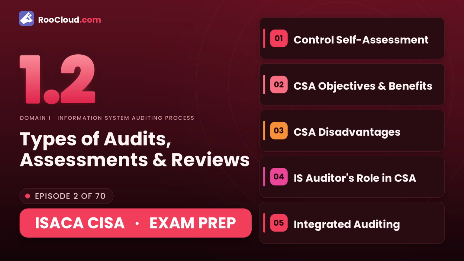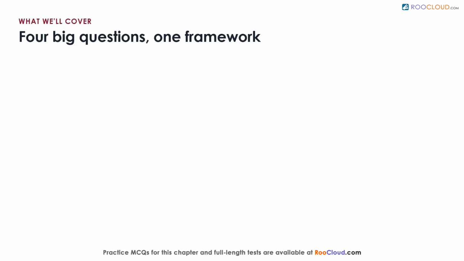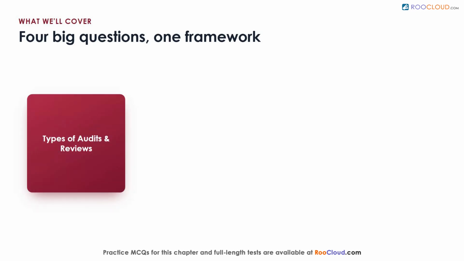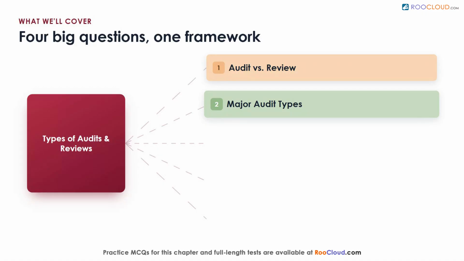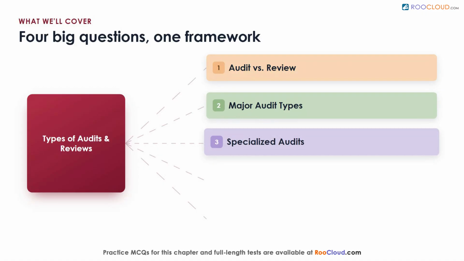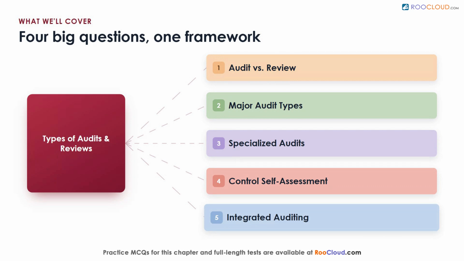Welcome to section 1.2. This is the second session of the ISACA CISA exam prep series. In this session, we'll cover the many types of audits, assessments, and reviews. We'll answer several questions. How does an audit differ from a review? What are the main kinds of audits you'll meet? What is a control self-assessment? And what makes an integrated audit so powerful?